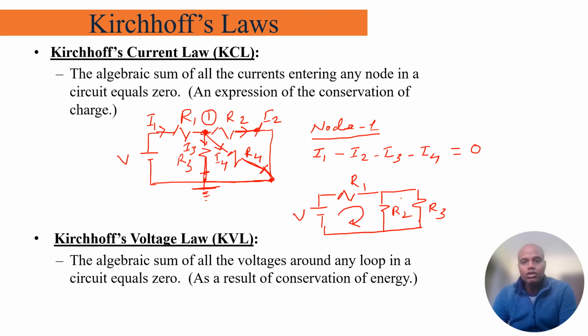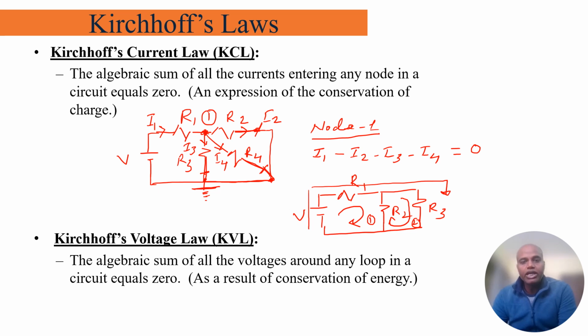This is loop number 1. Similarly, this is loop number 2. So these are the 2 loops, and the third loop I can consider is the outer loop, which is this. That is also applicable for the KVL equation formation. However, these are the 2 inner loops where my R2 is sandwiched between loop number 1 and loop number 2. So here R2 is the sandwiched resistance between loop number 1 and loop number 2.